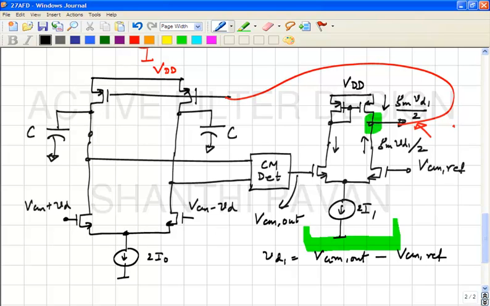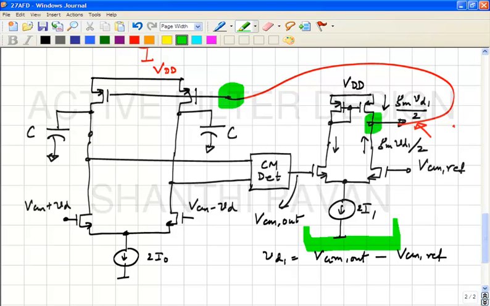Okay, the job of this common mode feedback loop, again I reiterate, is to keep this voltage fixed irrespective of differential mode operation, and it is going to keep it fixed to a value such that the output common mode voltage is exactly equal to VCM ref, which is equivalent to saying that when Vd is 0, the sum of the PMOS current sources must be equal to 2I naught.